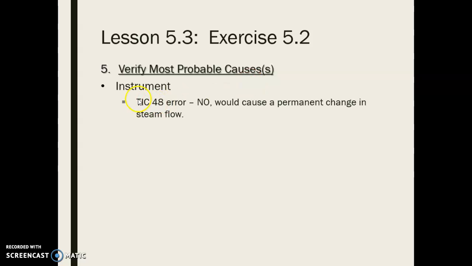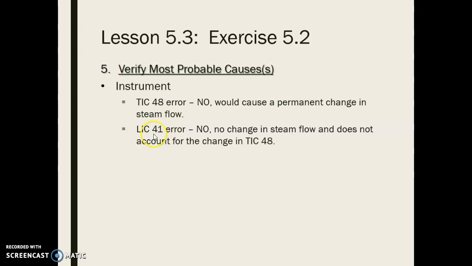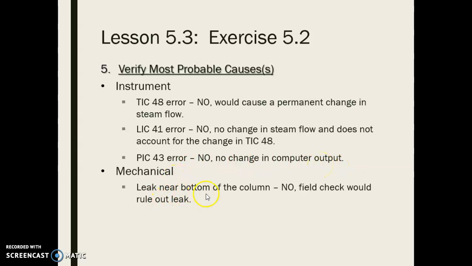All right, instrument. TIC48 error, well, we think that wouldn't be the case because it would cause a permanent change in the steam flow, or it would adjust the steam flow. The steam flow is okay. LIC41 error as well, no, it would also change the steam flow, and it does not account for TIC48. So these kind of work together. And then the column pressure, no error, no change in the output either. Mechanical: a leak near the bottom, well, you can go out and check that right away, right? A field check would look and see that.